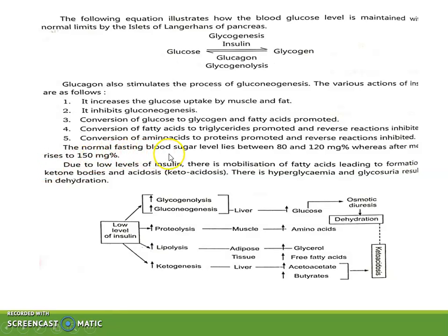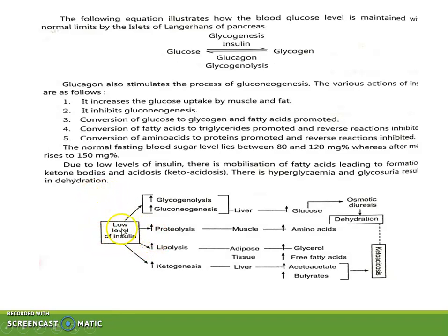Normal fasting blood sugar level lies between 80 to 120 mg%, whereas after meals it rises to 150 mg%. Due to the lower levels of insulin, there is mobilization of fatty acids leading to formation of ketone bodies and acidosis, that is ketoacidosis. There is hyperglycemia and glycosuria that result in dehydration.